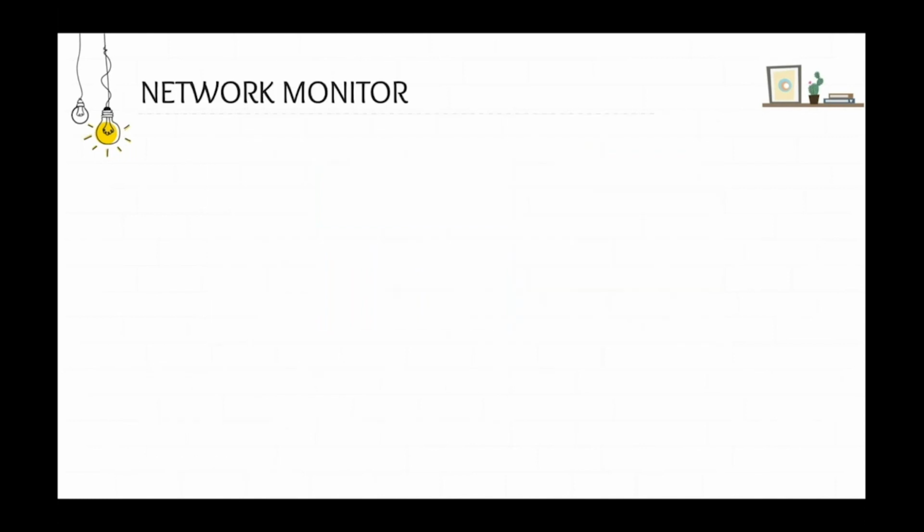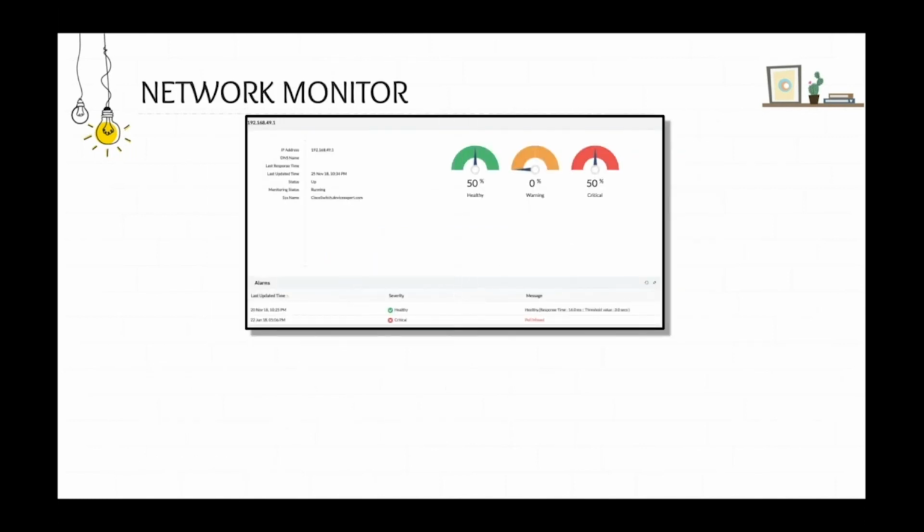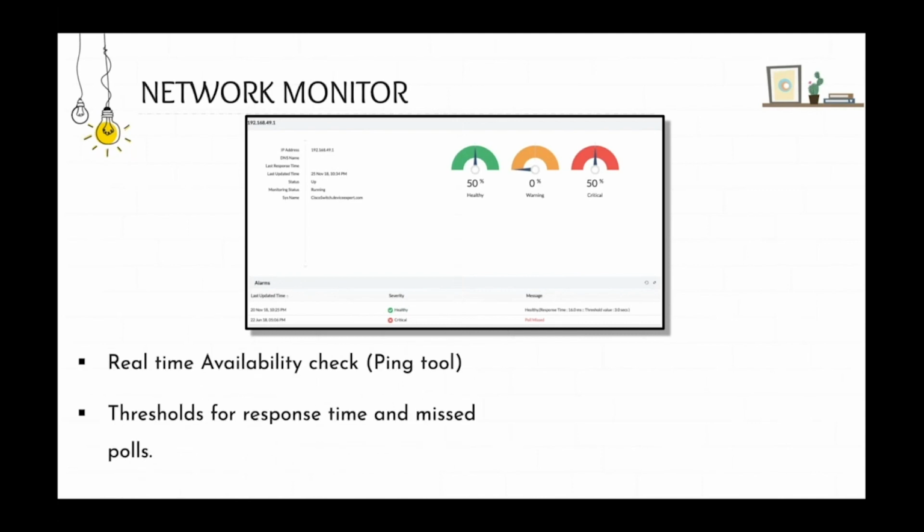The third tool is the network monitor, or you can call it a ping tool, for monitoring the availability of any device that comes within your network. Availability monitor can do monitoring in real time because the polling interval is in seconds. And along with monitoring availability, you can also configure it to get notified if the device goes down, or if there is an increased response time for the ping that we are sending to check the availability.